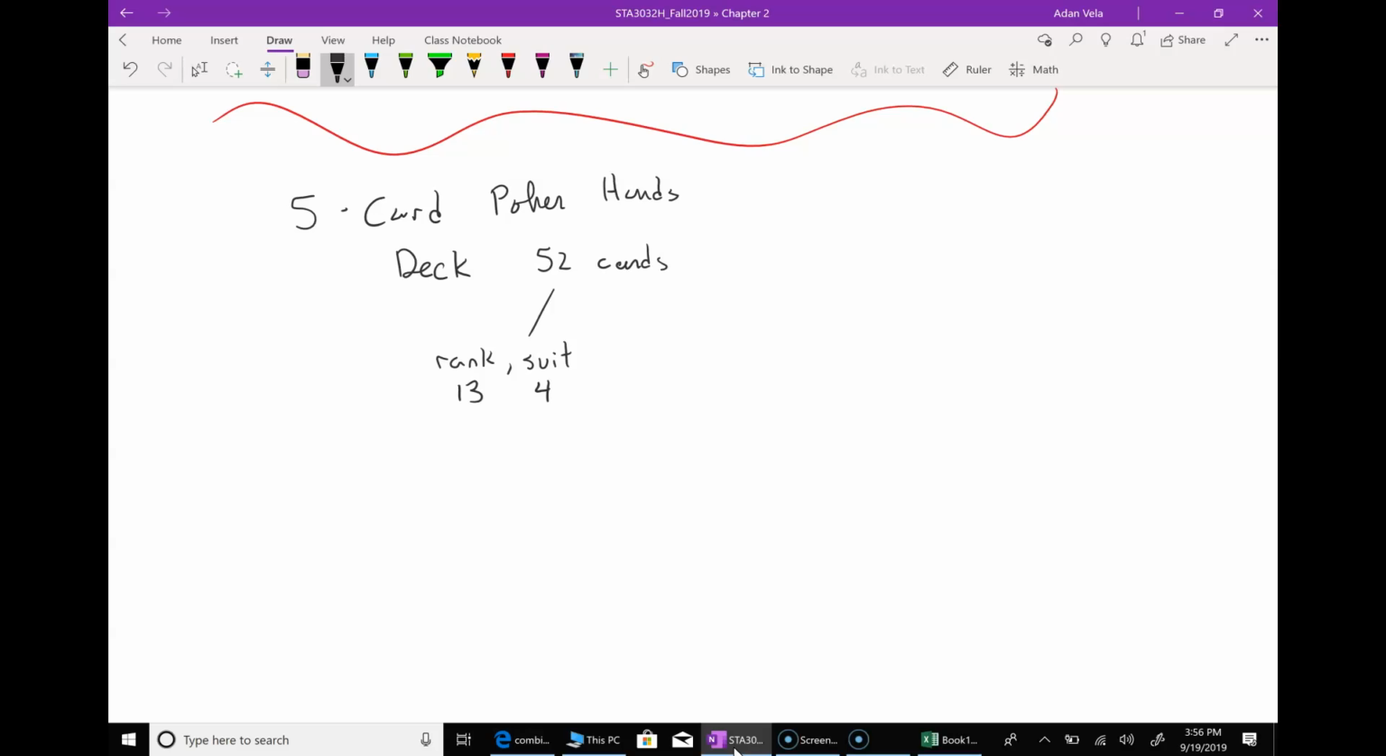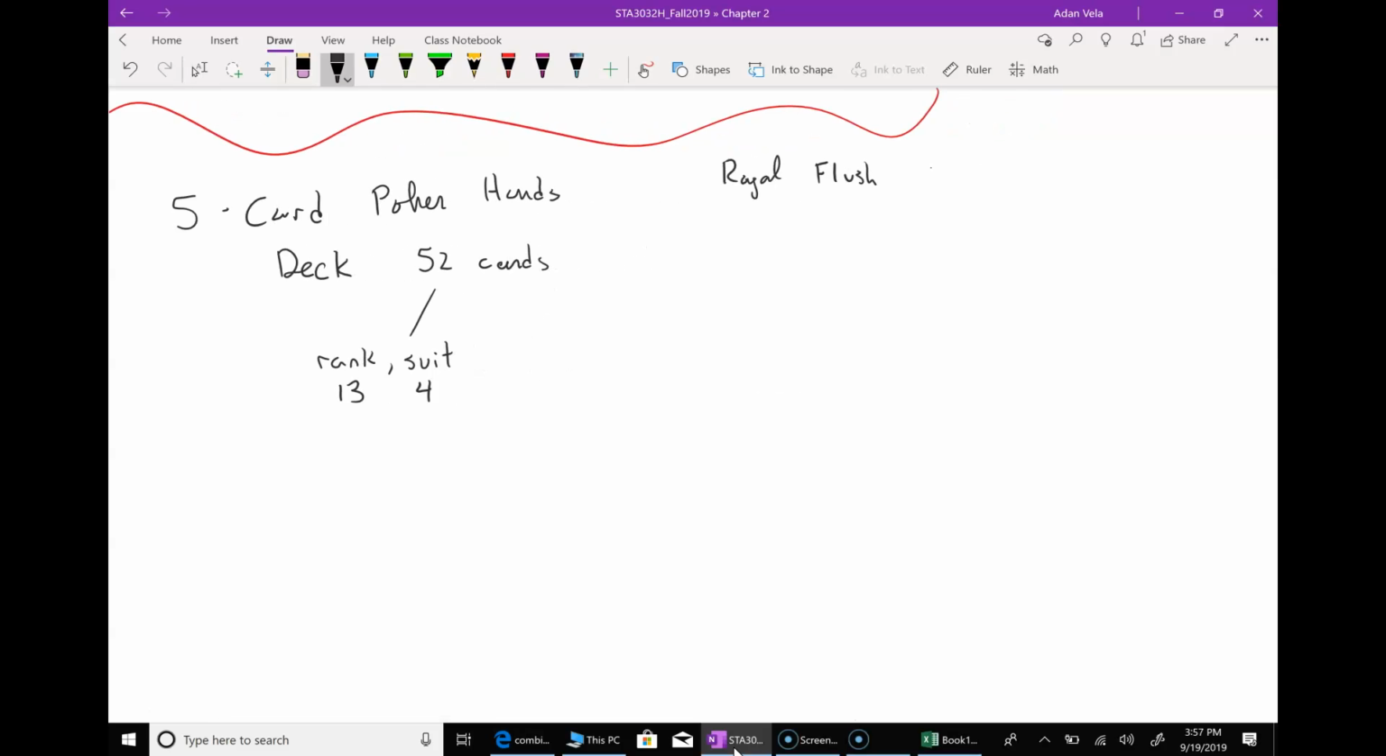One of the first things we should do, and actually I'll just do this now, for those of you who don't know poker, there's an ordering of hands from highest to lowest. The highest is a royal flush. That's where you have a 10, Jack, Queen, King, and Ace, and they're all the same suit. So they're all hearts or diamonds or whatnot. I think after that is something called a straight flush.